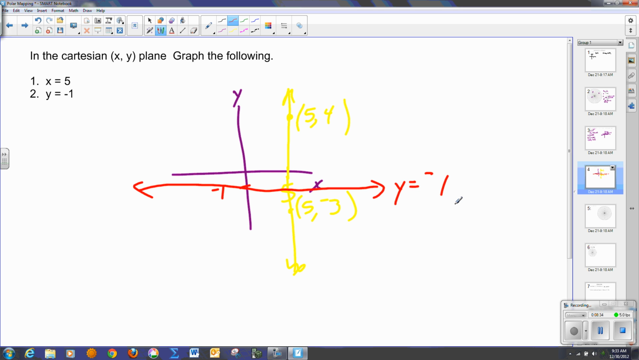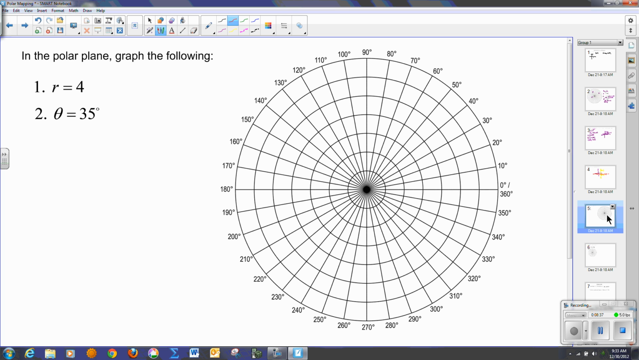Now, we can do the same in terms of polar coordinates. If I want my radius to always be 4, where will my radius always be 4? Well, I know 1, 2, 3, 4. The radius is 4 here. And the only place the radius is always going to be the same is on a circle of that same radius. So if I draw a circle of radius 4 in this case, that gives me r equals 4 as a graph.